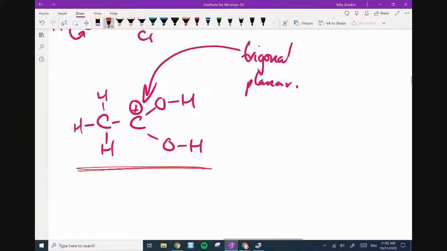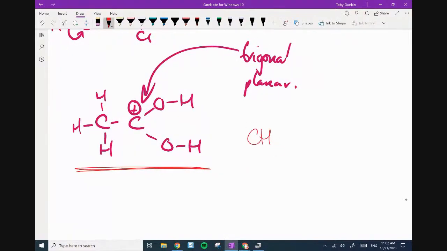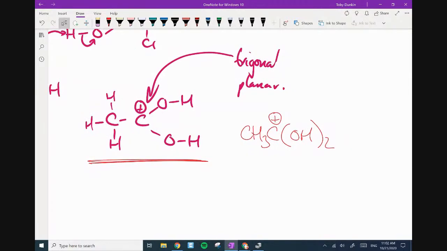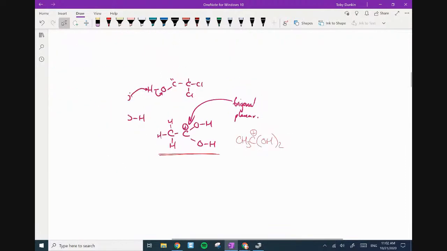You wouldn't do it like that. It would be CH3, C brackets, OH2, and the plus on the C. That's how it would be. I don't know why it's doing that funny thing with my pen. There you go, that's how you write it. Anyway, I hope that helps.